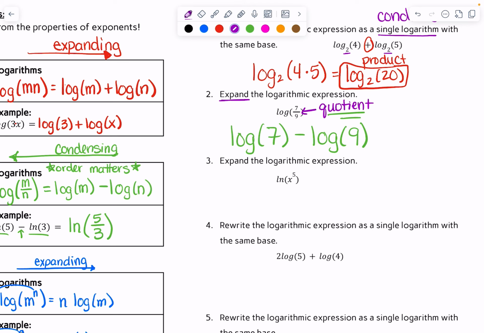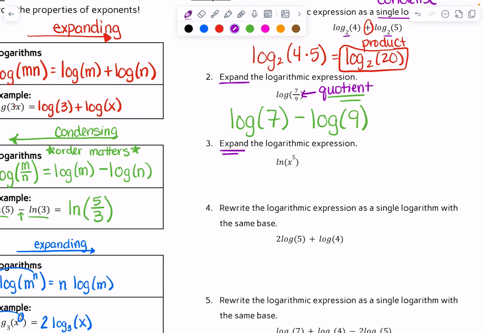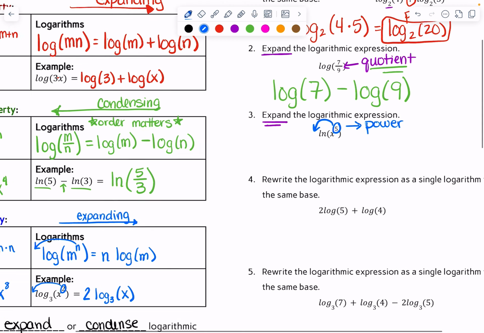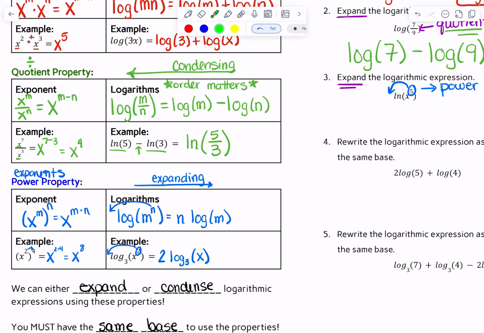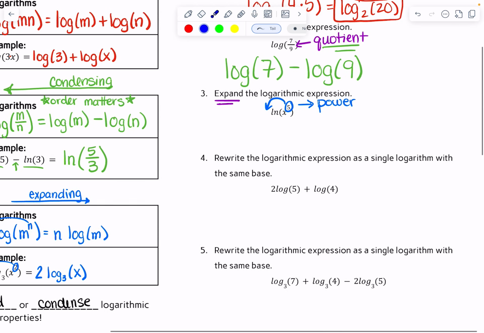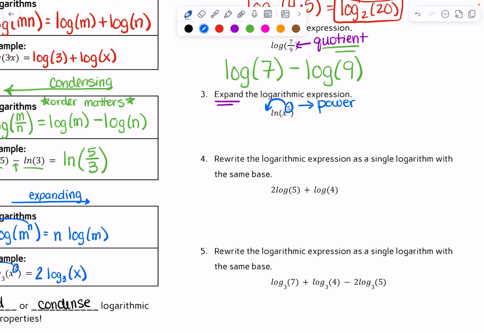Looking at the next example, expand again the logarithmic expression. I'm seeing the natural log of x to the 5th power. I'm noticing here that I have an exponent inside of my logarithm, so I'm going to use my power property. So I'm going to take that 5, whoosh, pull it out front using this power property here. So we're just taking that exponent and it becomes our coefficient. So that's going to be 5 times the natural log of x.